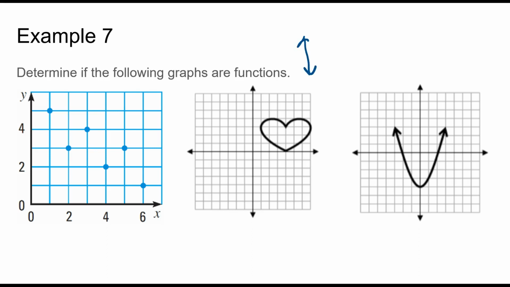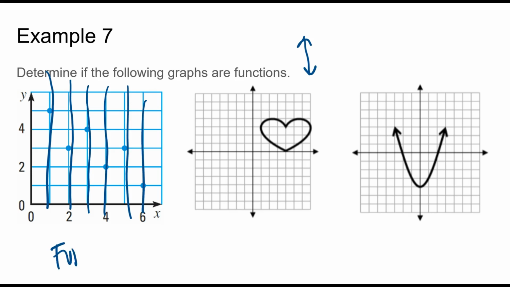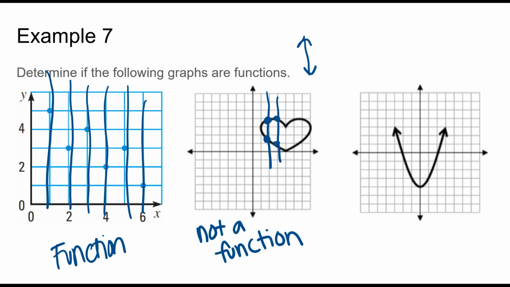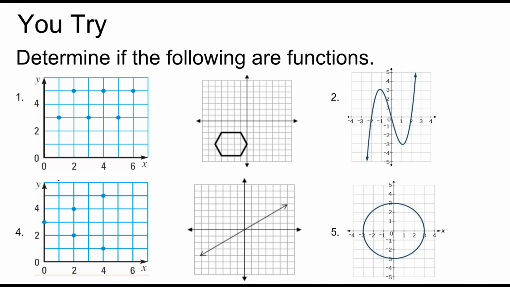So if a graph is a function, it'll pass the vertical line test. So pass, pass, pass, pass. This is a function. Now, can you find a spot on this graph where it hits more than once? I can find several where it's hitting at more than one spot. So this is not a function. And then here, I'm going to draw a bunch of vertical lines, and it passes everywhere, so this is a function. You try the next slide and press play when you're ready to see my answers.